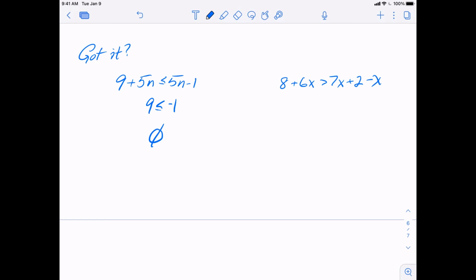Here, we have x plus 6x is greater than 7x plus 2 minus x. So here we have 8 plus 6x is greater than, well, 7x minus x is 6x plus 2. If we subtract 6x from each side, we get 8 is greater than 2. Always true, so this has all real numbers as solutions.